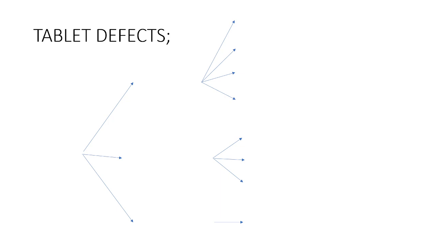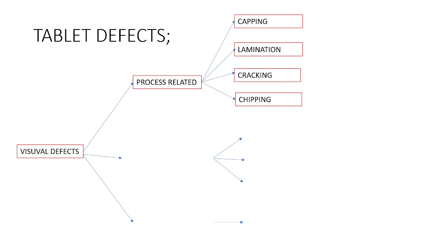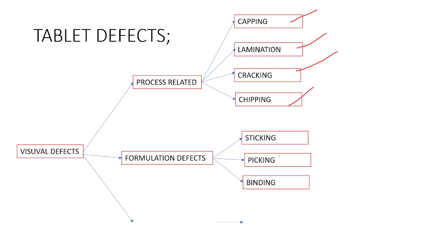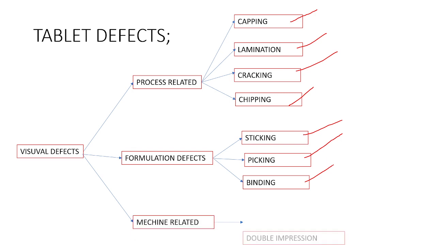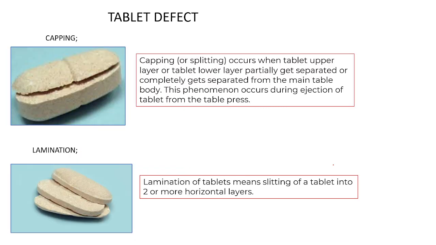Now the topic is tablet defects. Under the visual defects, the first one is process related. Under the process related, what are the different types of tablet defects we can observe? Process related is capping, lamination, cracking, and chipping. Next one is formulation related. Under the formulation related, it is sticking, picking, and binding. Next one is machine related, that is double impression.